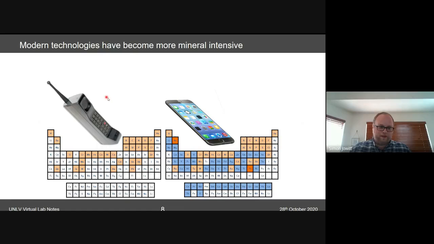Why is this the case? I mean, one example is, modern technologies have become more mineral intensive. Here we have an example of a rather unsmart cell phone, and the elements I highlighted are some of the elements that are incorporated into this phone. If you look at a modern day smartphone, the range of elements we extract and use and incorporate into modern technology has vastly increased. And all of these, in the vast majority of cases, have to be extracted by mining.